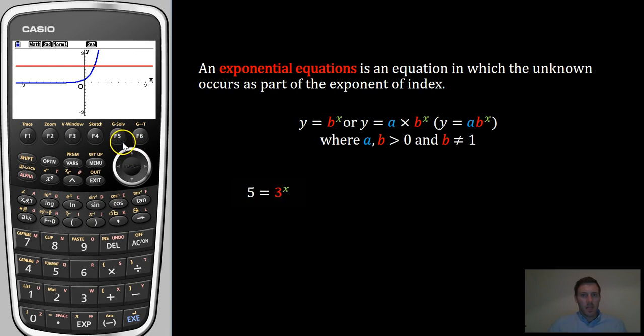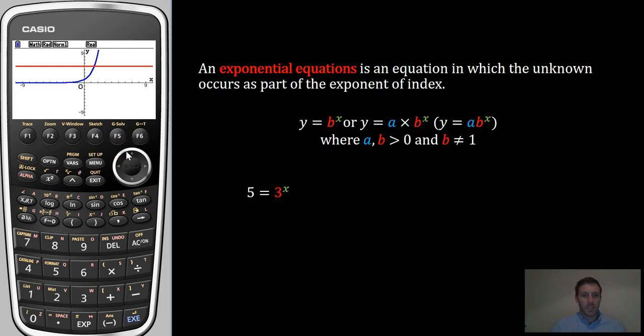Depending on the equation, you may need to adjust the view window by pressing F3 for view window. For this equation, I don't need to adjust the viewing window. If I did, I might press F3 and press standard and execute. We can see both graphs clearly, so I don't need to do that here.